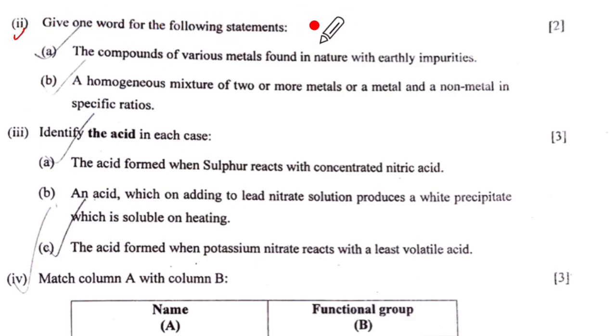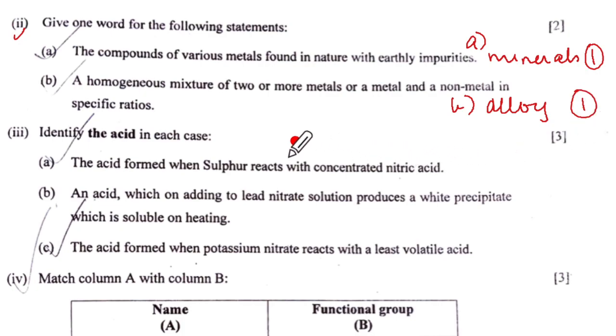Let us come to question 6, the second part. Give one word for the following statements. The compounds of various metals found in nature with earthly impurities. What are those compounds called? Aren't they minerals? So you write that, you get your 1 mark. So your A answer is there. Our B answer is a homogeneous mixture of 2 or more metals, or a metal and a non-metal in definite proportion, which will be our alloy. And that is your 1 mark.